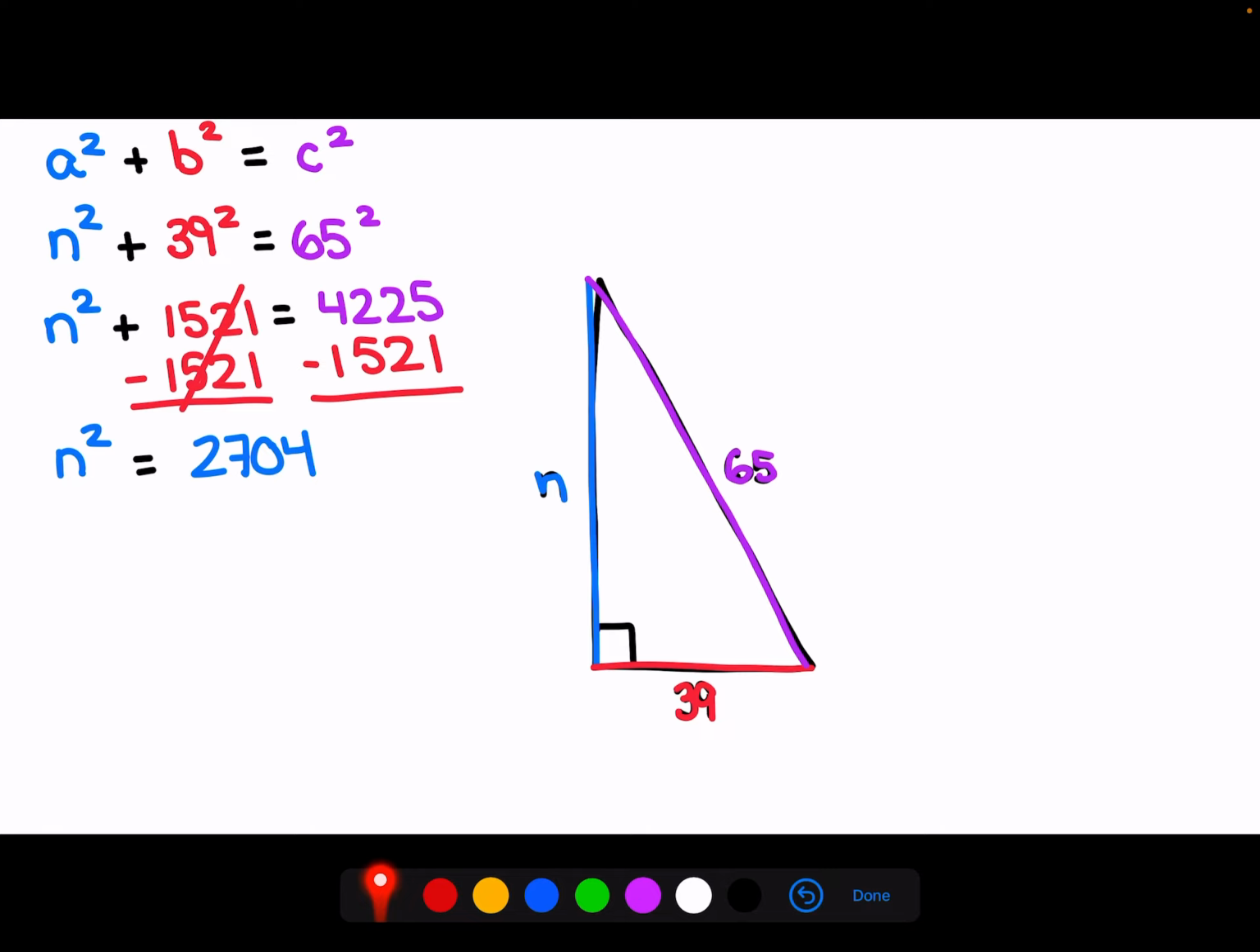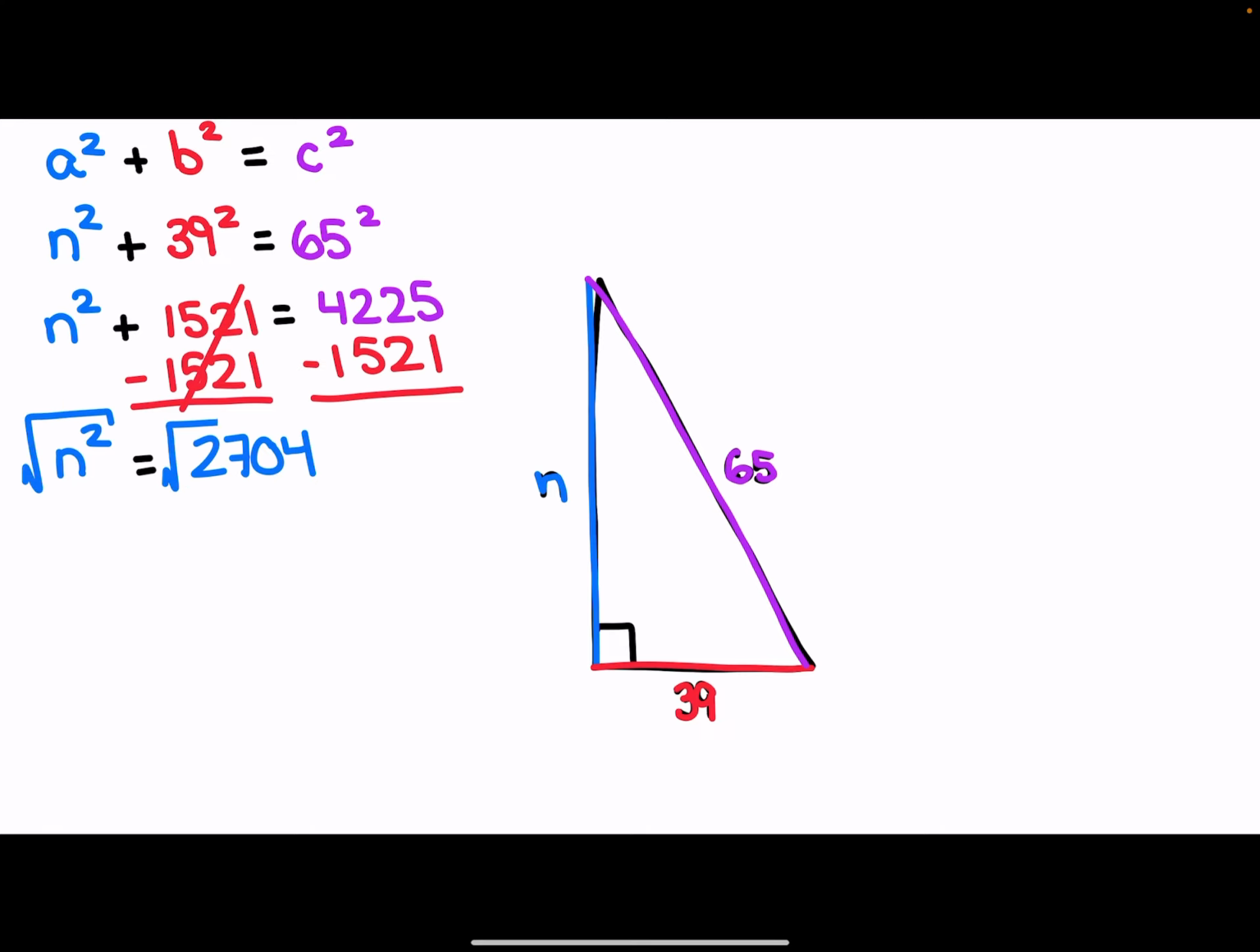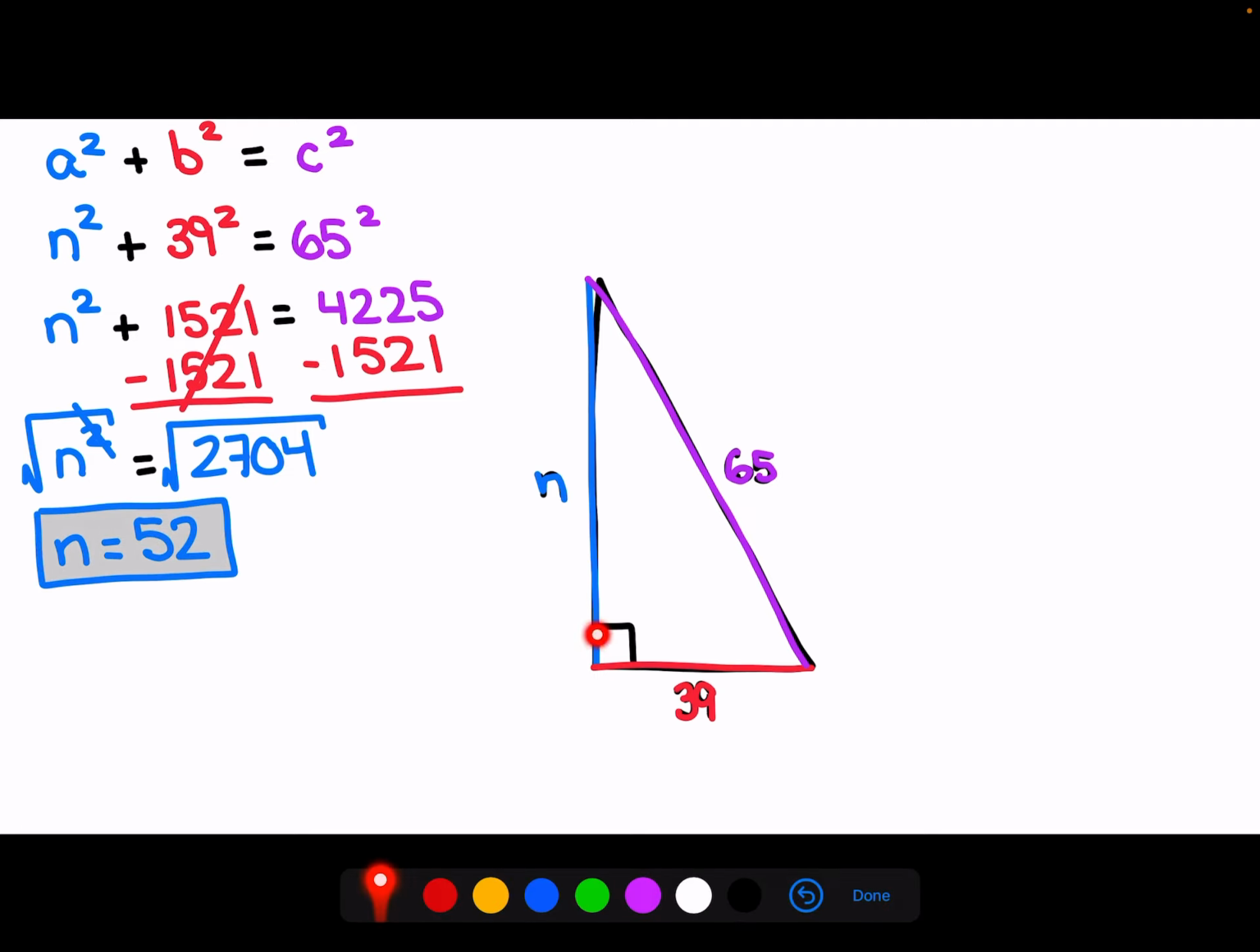Lastly, we take the square root of both sides to get n isolated, and that will leave us with n is equal to 52. So therefore, our distance is 52. That makes sense because it is shorter than our hypotenuse, but it's also the longer of our two legs.